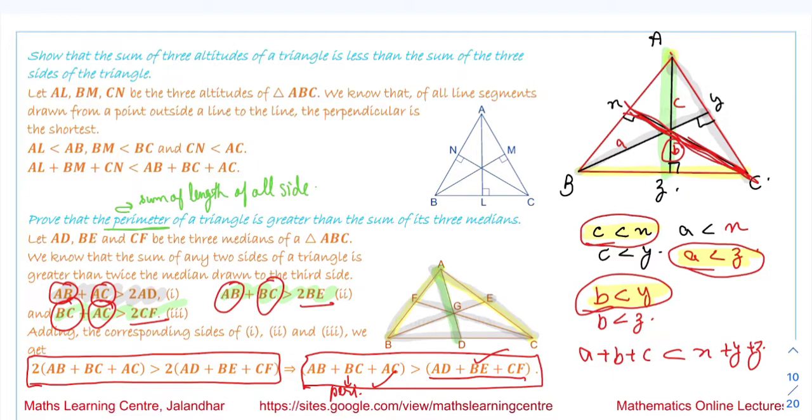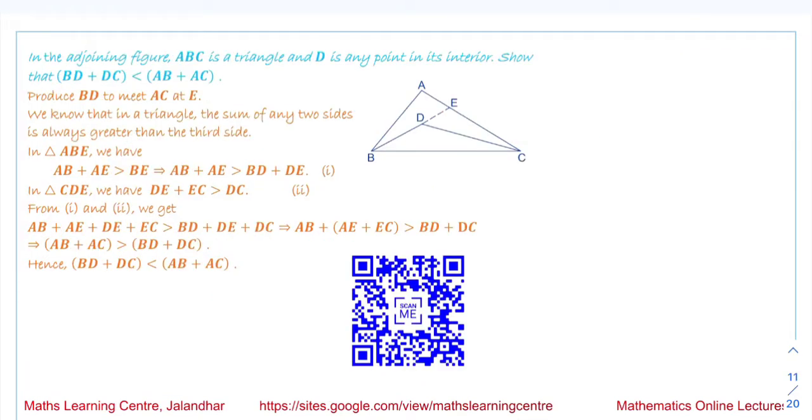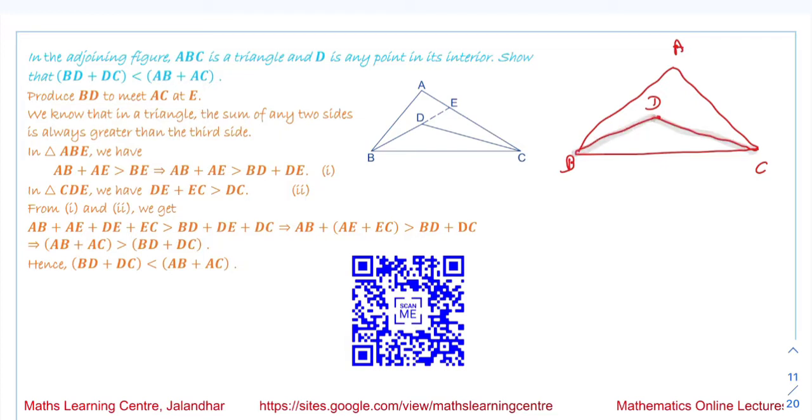In this question, we are given a triangle ABC, and D is any point in the interior of this triangle. So any triangle is given to us, and D is any point in the interior of this triangle. This is A, B, C, and D is any point over here. And what we have to prove is that if we join BD and DC, then the length BD plus DC is less than the length AB plus AC.